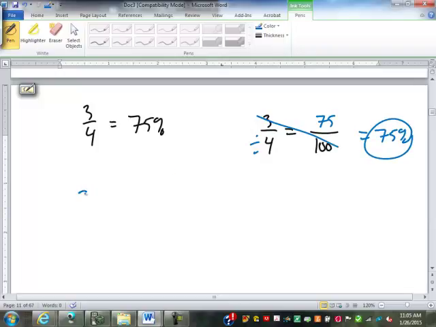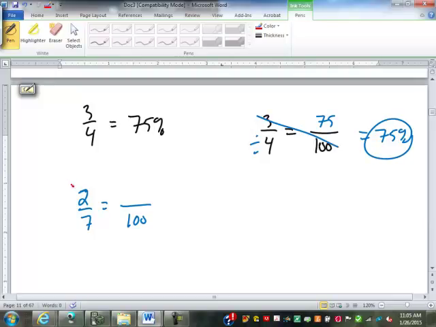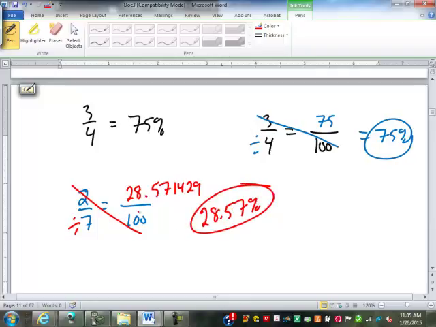Let's say you've got 2/7 and you want to convert that into percent. So 2 out of 7 is how much out of 100? Cross multiply and divide. 2 times 100 divided by 7 is going to be approximately 28.571429. Correct? So 28.57% if you're going to the nearest hundredth of a percent.